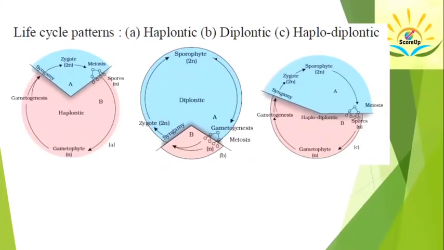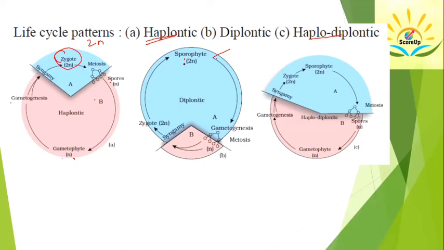So here there are diplontic, haplontic, and haplodiplontic. What is the difference? When you observe the haplontic life cycle, spores develop into gametophyte, and gametophyte into gametogenesis. Here the zygote alone is 2n. Other parts are n. So that is called a haplontic life cycle. Majority of the parts are haploid.